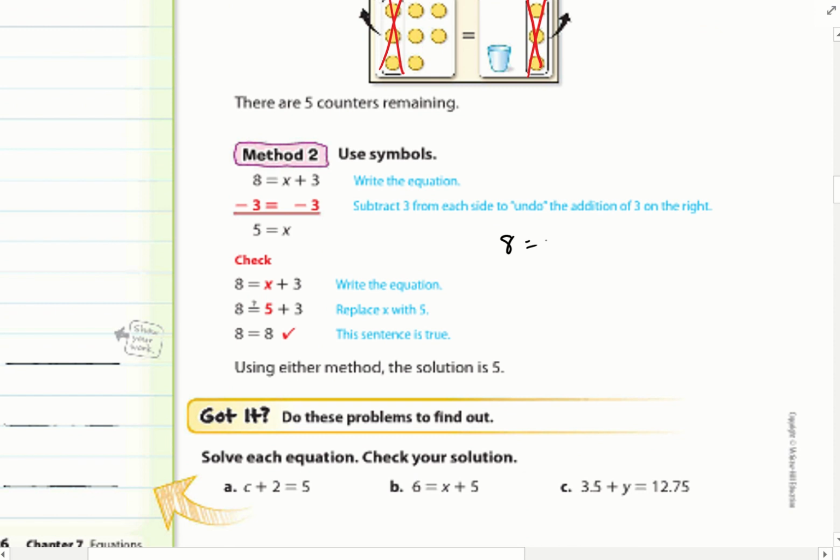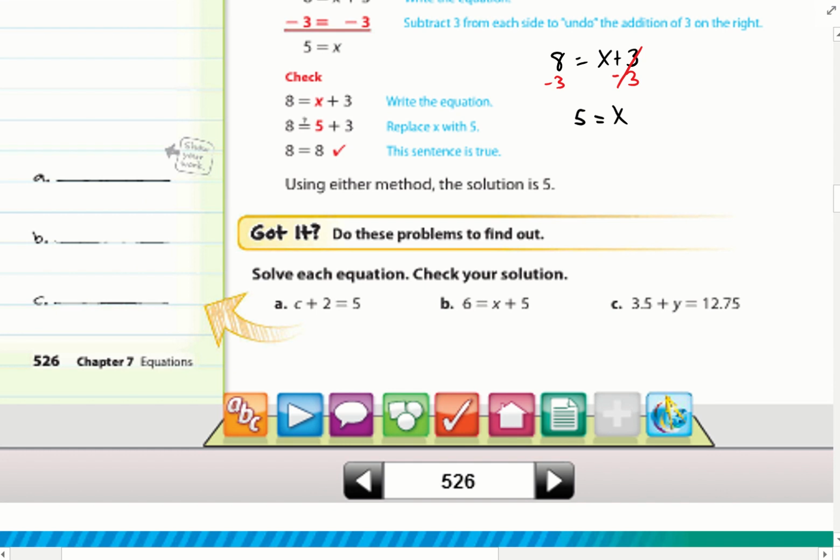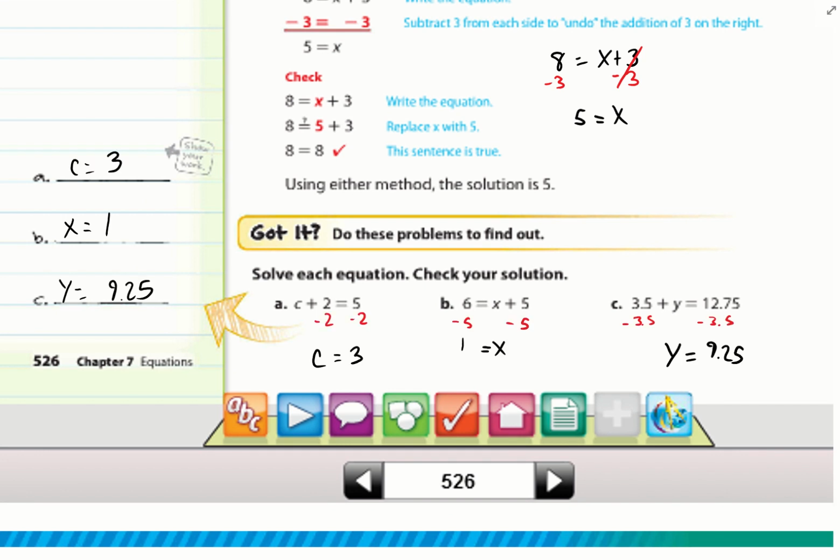The other way is to use symbols. So we have 8 equals x plus 3. If we use inverse operations, that means we're going to use the opposite operation. So I'm going to subtract 3 from both sides. That way I get my x by itself on one side. So 3 minus 3, those are going to cancel. So I'm left with x equals 8 minus 3 equals 5. So go ahead and try A, B, and C. So for A, B, and C, we have A, c equals 3, B, x equals 1, and C, y equals 9 and 25 hundredths.